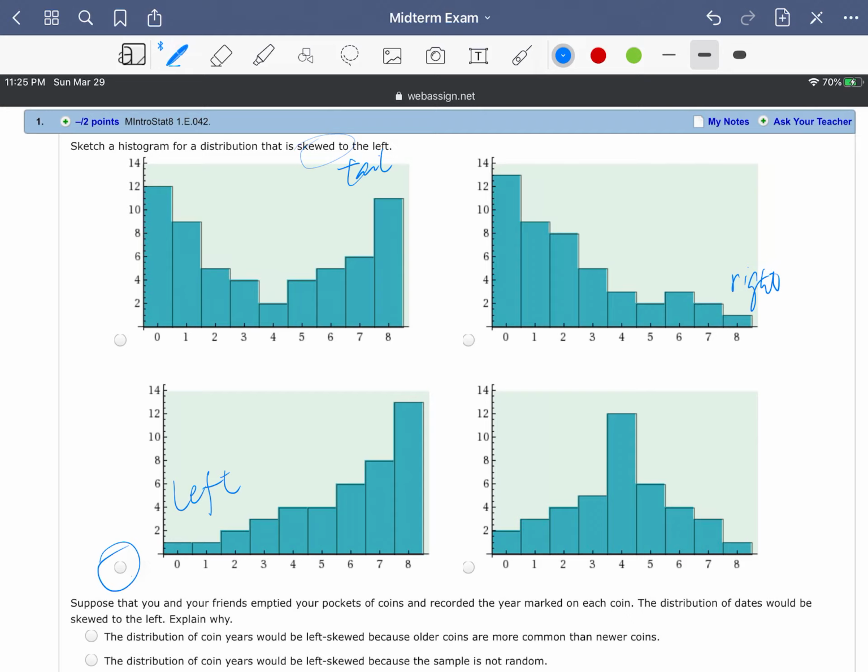And then you are asked to find the explanation of this. Of course, this is for the new coins. Usually, the older the coin is, the more likely it gets lost or disposed of. So the correct answer should be the last one: the distribution of the coin years would be left skewed because newer coins are more common than the old ones.